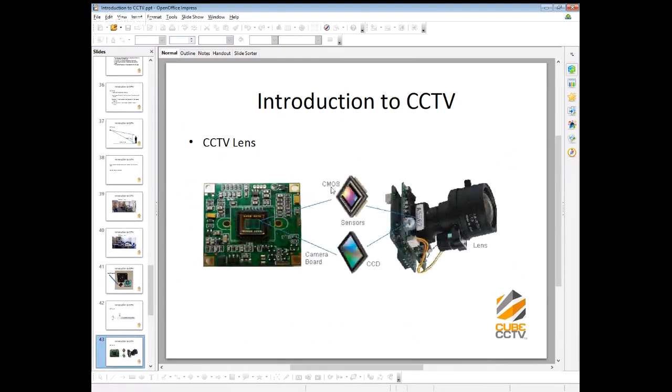So you'll probably see two types of sensors, CCD and CMOS. In another webinar, I'll be talking about the difference between them. But anyway, they're sort of similar. So what we're talking about here, that's your lens, and that's where the sensor is located, right?